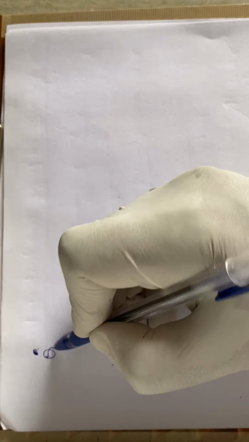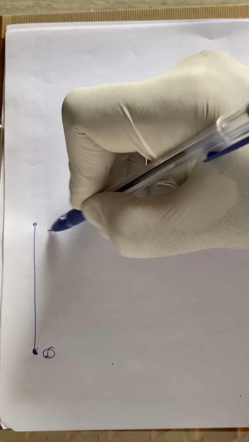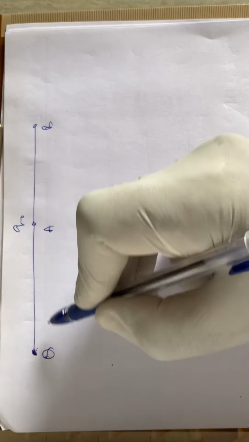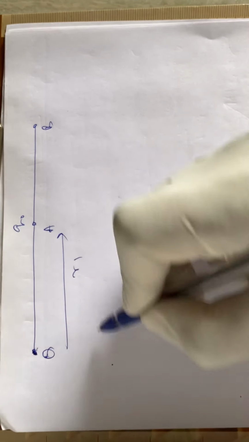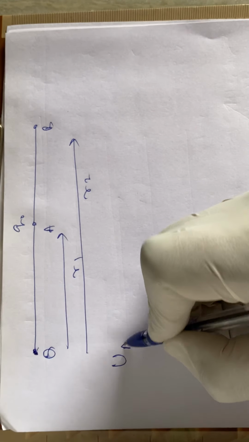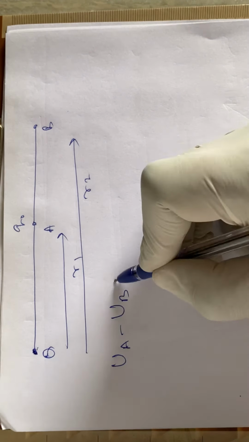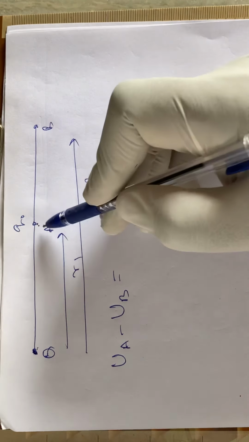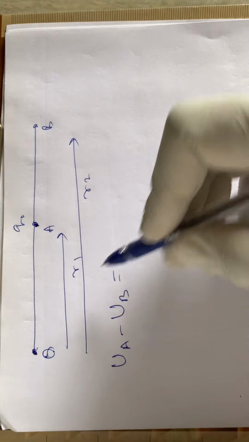So in this system, if you again see, this was the point charge Q, and this was the point A, and we are moving a Q naught charge from point A to B. This distance was R1 and this was R2. What we get is UA minus UB. This is the potential energy difference between the point A and the point B. You can see the point A is near to the Q.